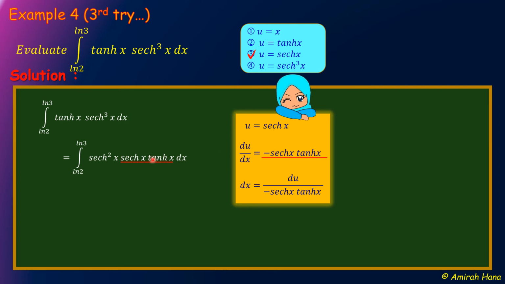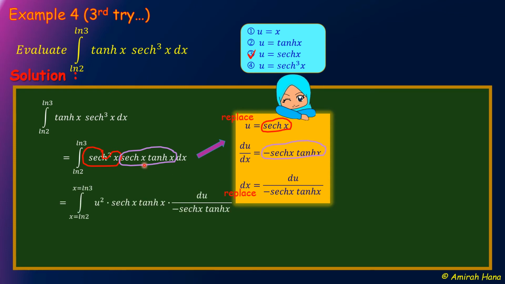Okay, because we can simplify after we substitute. Alright, so from here, our u equals sec x. And then after we differentiate, we get this function. After that, we need to replace u and dx only.